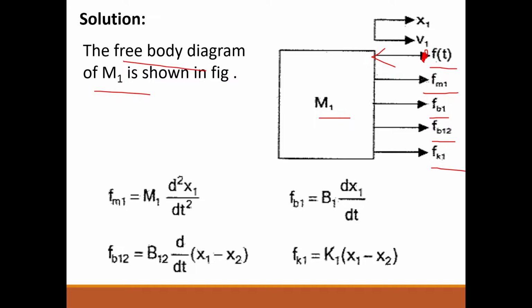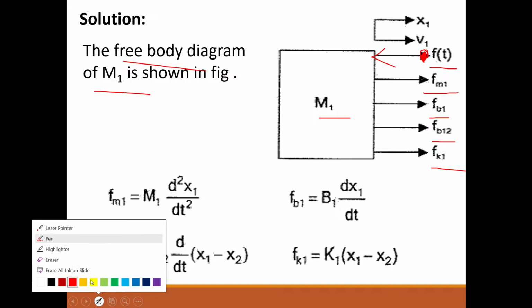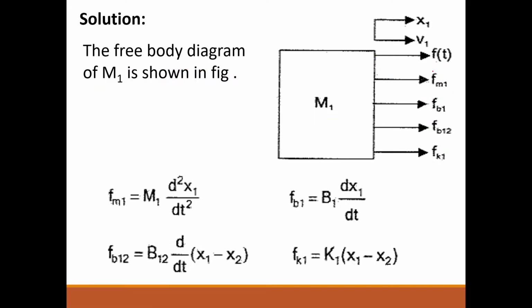See, all the directions I have mentioned here are in the same direction. If you want to be more specific about the applied force, you can change the direction, but even if all directions are the same, it doesn't matter. So F of t, we already know, is the applied force. Fm1 to Fk1 are the opposing forces.